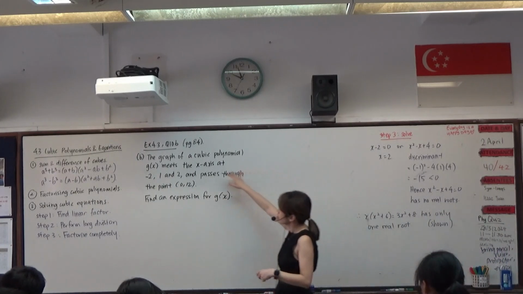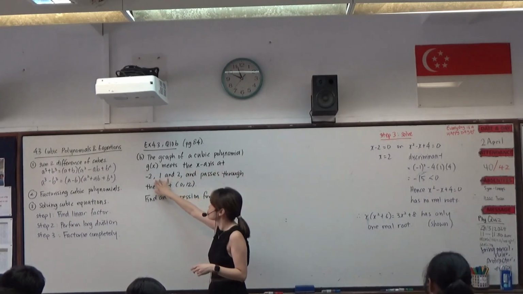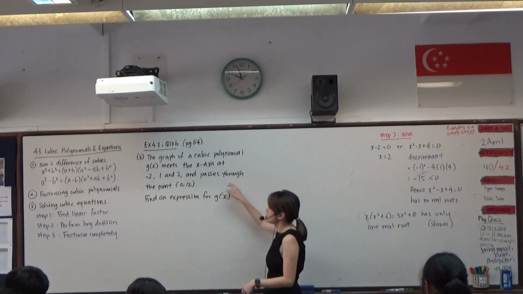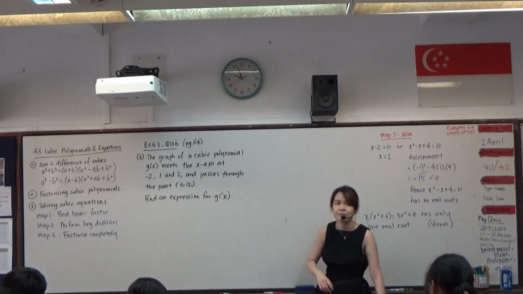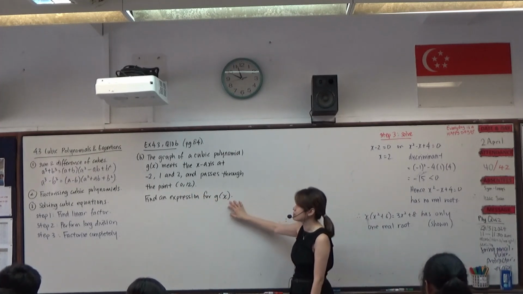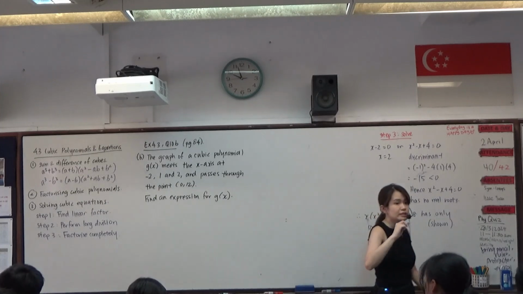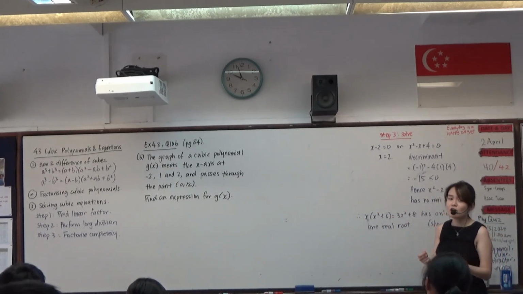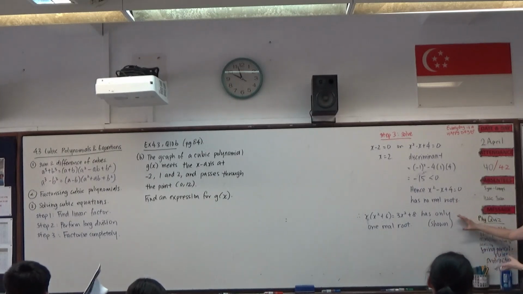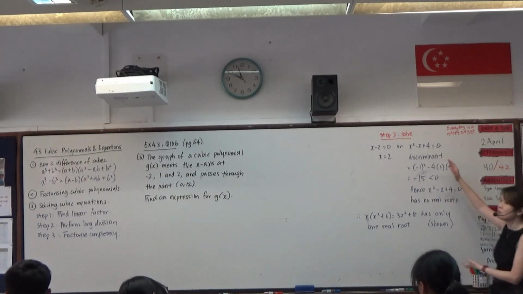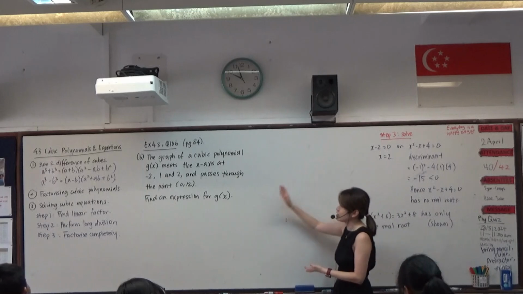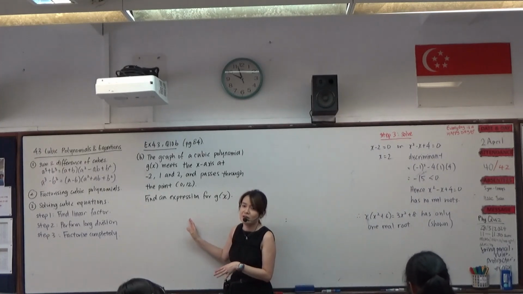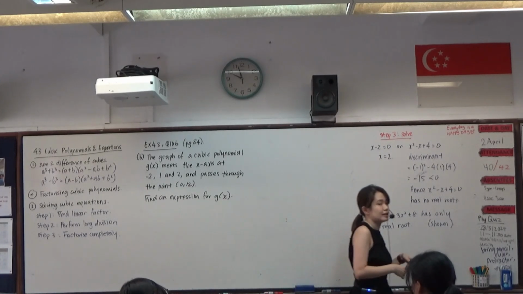Polynomial g(x) meets the x-axis at these three values and passes through the point (0, 12). They want you to find an expression for g(x). So it's about doing things in reverse now. But of course, I'm not telling you that based on the final answer here, we work backwards, do some reverse long division and then get to g(x). No. We just have to reverse our thinking a little bit.